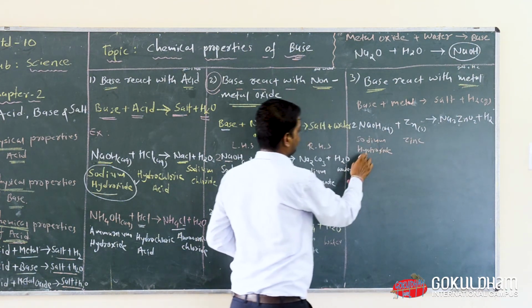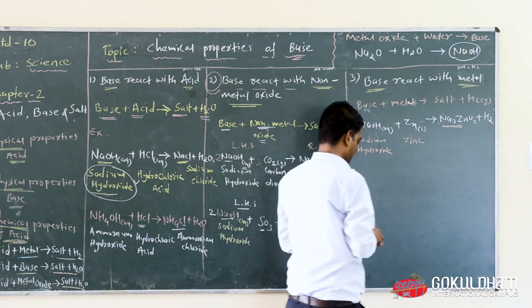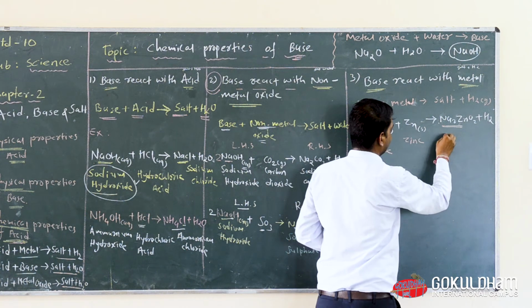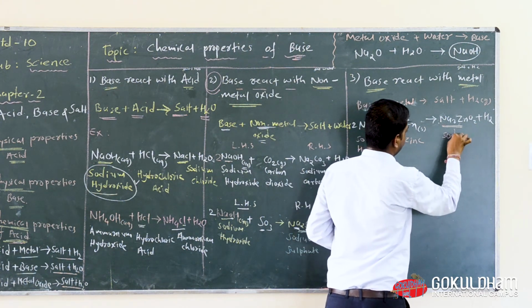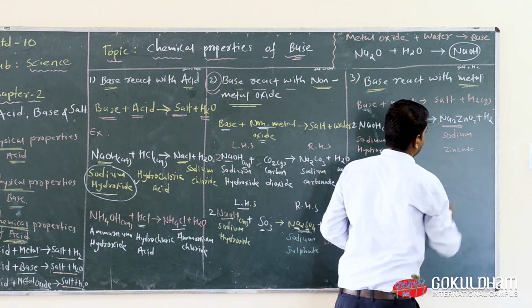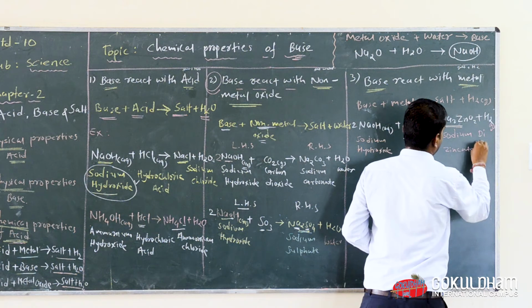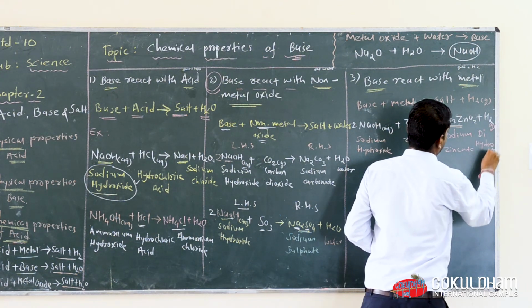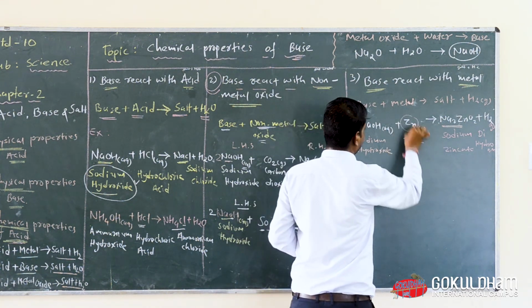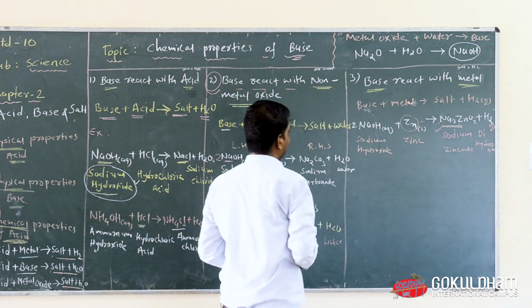Now when sodium hydroxide reacts with zinc, we get a product like Na2ZnO2, which is known as sodium zincate, and our side product is dihydrogen gas. Zinc is also known as a complex salt. So now this one is also known as a complex salt.